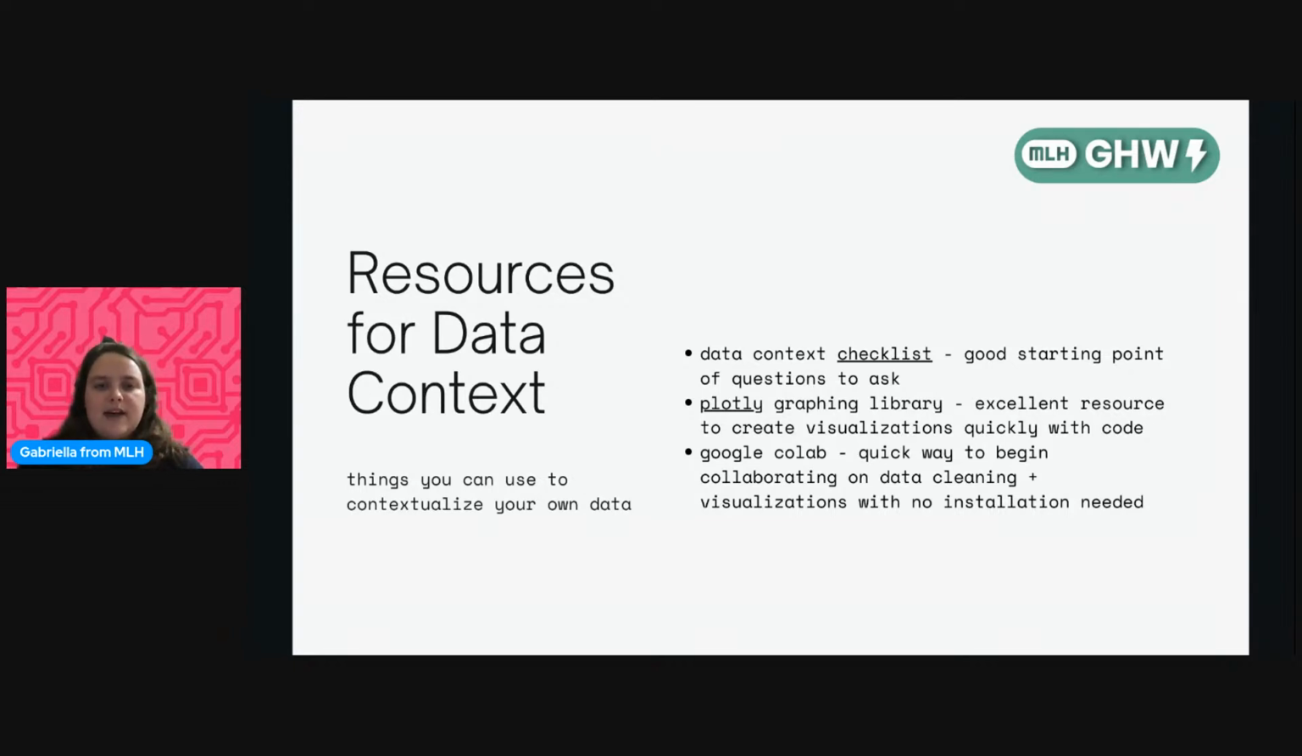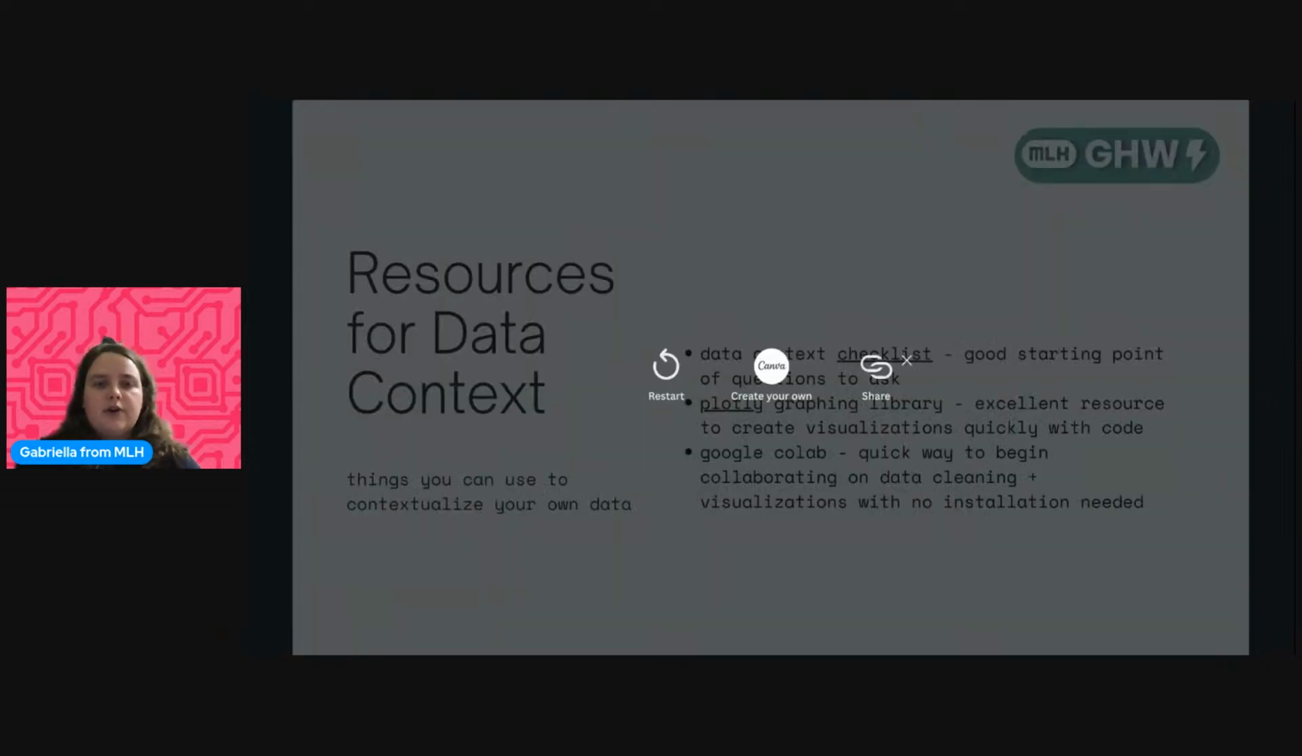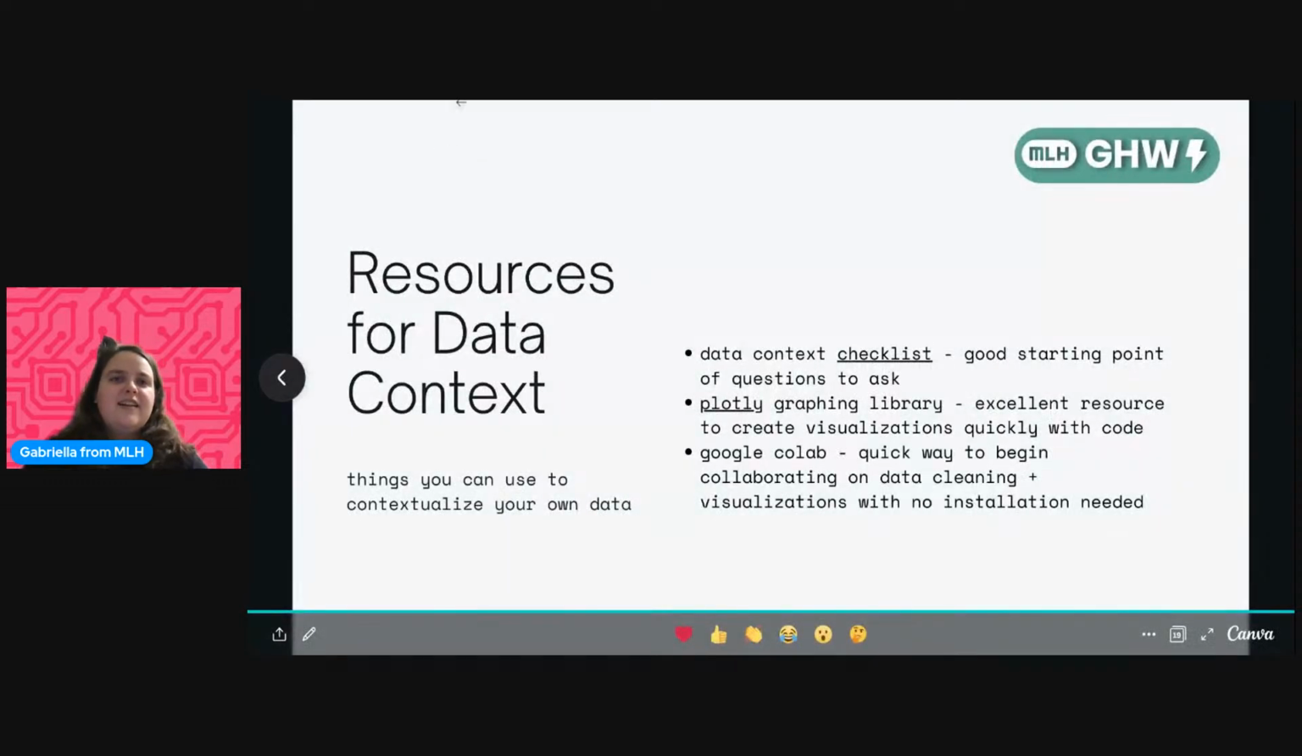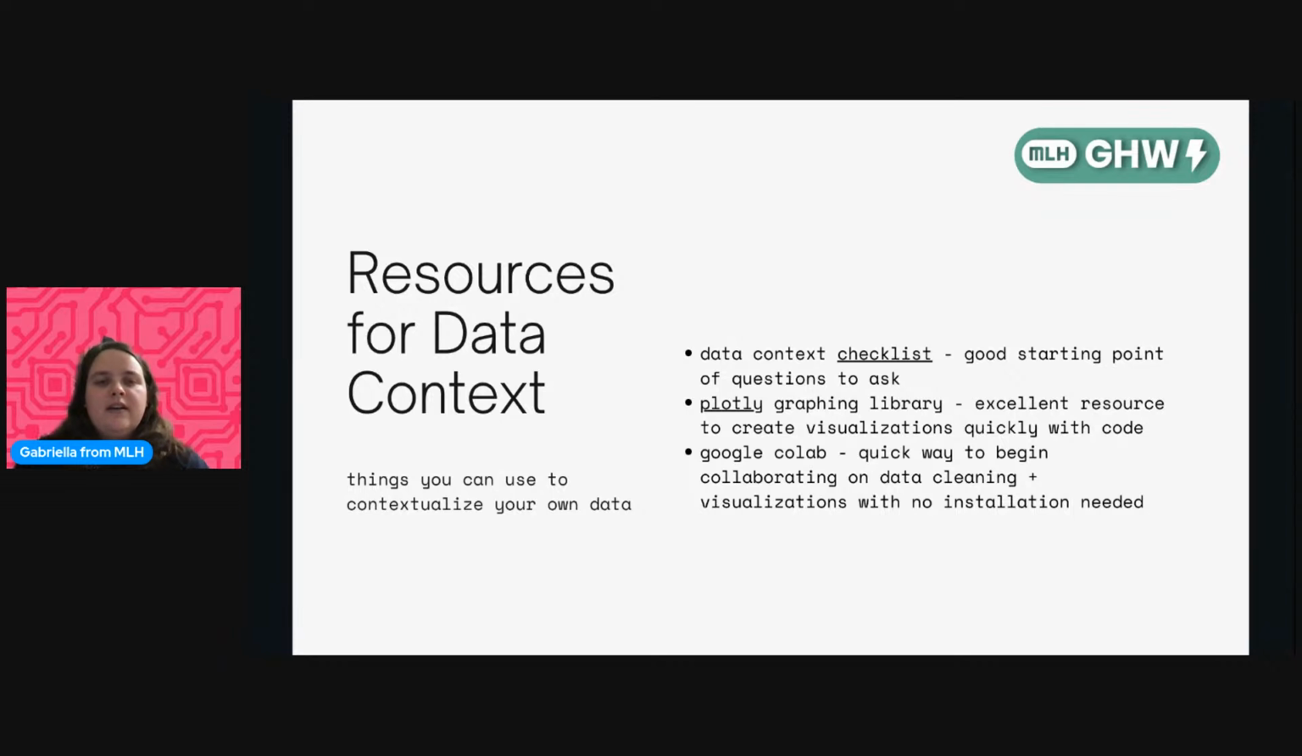Also, I highly recommend the Plotly graphing library. It's an excellent resource to very quickly create visualizations with just a few lines of code. You're able to quickly create data visualizations with code, and they're aesthetically pleasing. You can add context, you can change things pretty easily so that you're able to better communicate the information to your audience. I also recommend Google Colab.